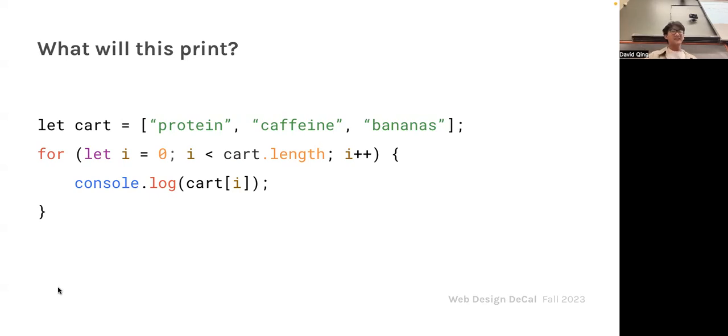Okay, no worries. This code will print out the elements in our cart, and I'll break down why. So we start at i equals 0, and that is the first element because we index by 0, and we go all the way up until i is less than the cart length. So the cart length is 3 in this case, and the last value that will actually run this code is 2 because it needs to be less than 3.